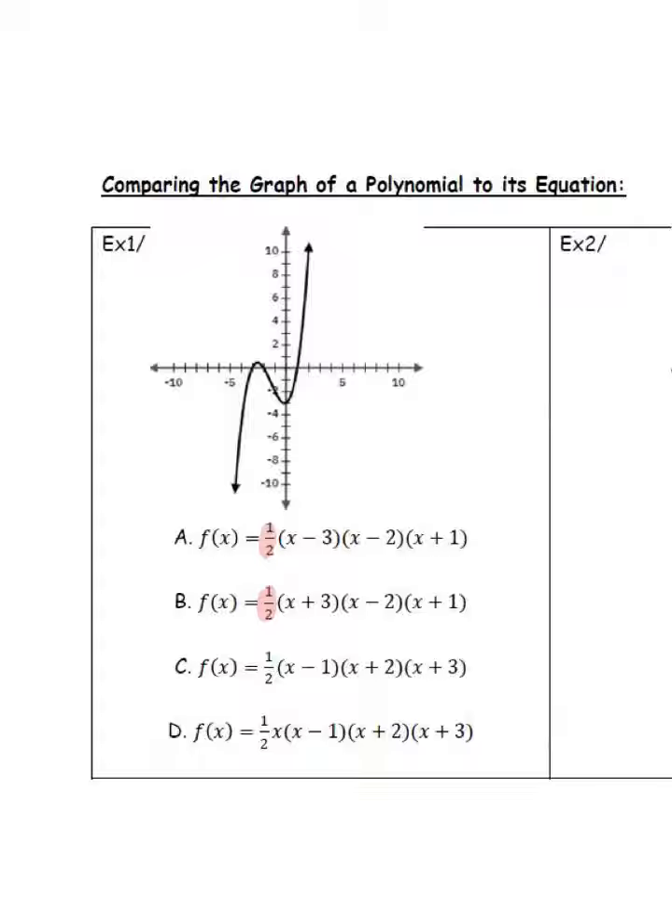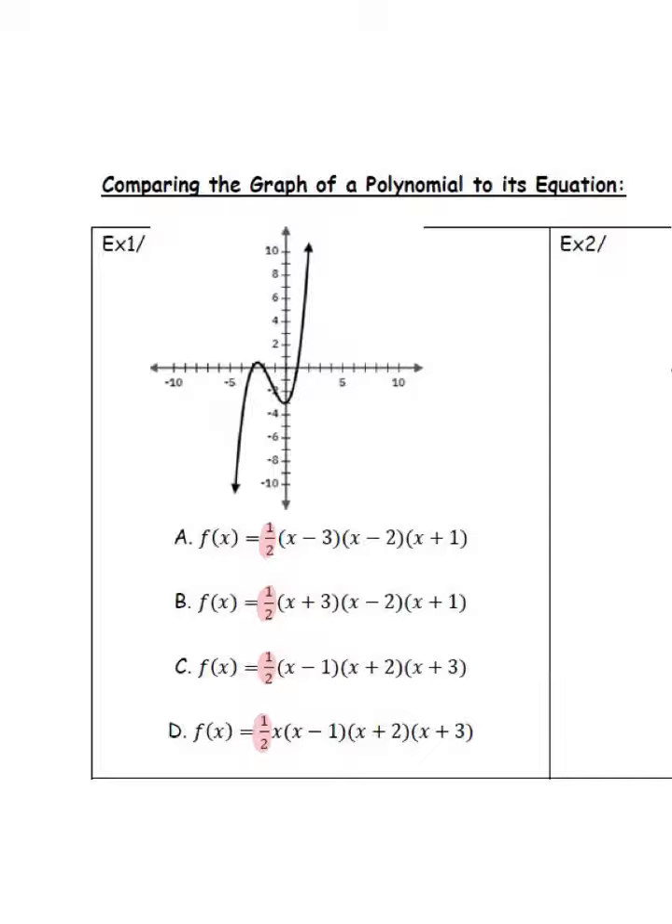Do you see how the a value is all in the front? In this last one, careful, the a value doesn't include that x, it's just the number, it's just 1/2. So the a value is the same, which means I don't really have to worry about the a value. I'm just going to look at the factors and see which factors match my graph.